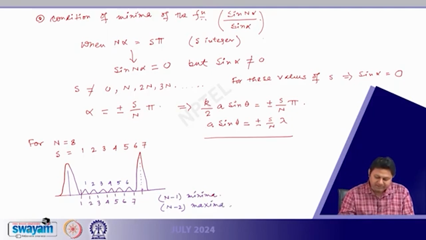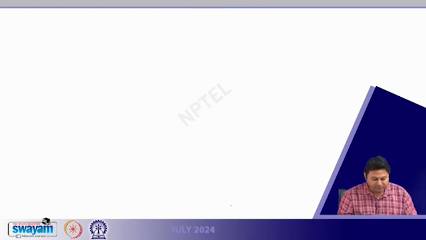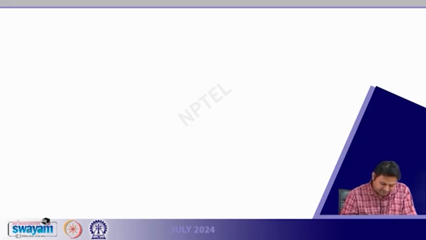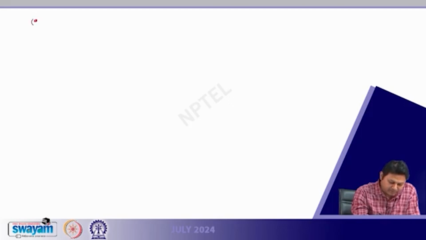We have n minus 2 maxima here, which lie in between. Now for this secondary maxima, one can also find the condition, like we got for the double slit problem, how to get the secondary maxima. So now we are going to find out the condition for secondary maxima.